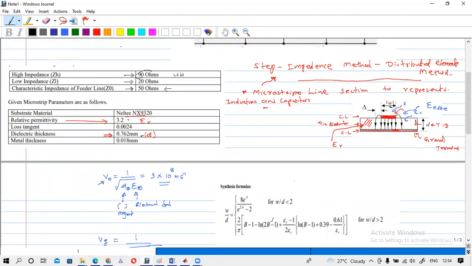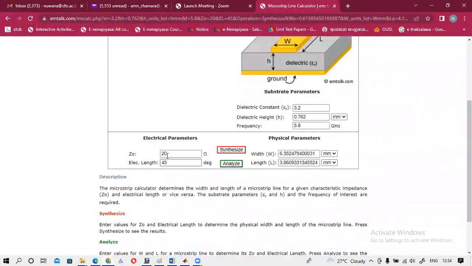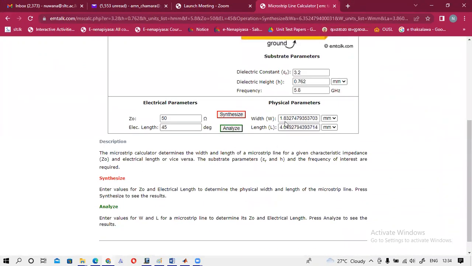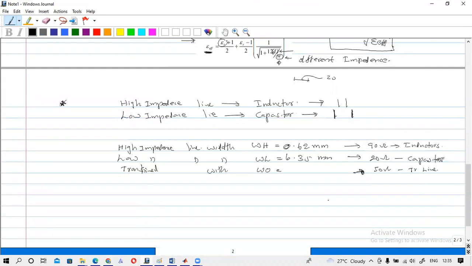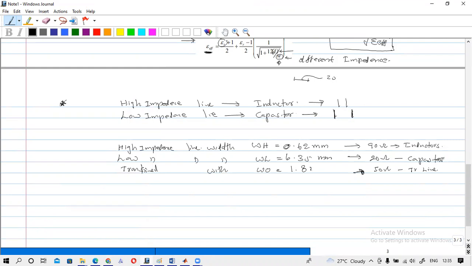So we have calculated WH, and now we have calculated WL. Now we are going to calculate the W naught, the width for 50 ohm impedance. So I put 50 here and calculate. It is around 1.8 millimeter, 1.83 millimeter. So I will use that one also.